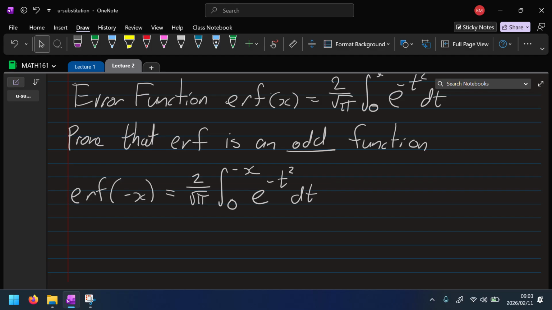No, not with x. It must be in terms of t. Remember, everything's in terms of t. X we just treat as some constant. So it will be u equals something with t. Any ideas? So we want to go from minus x back to x. What can we do to flip the sign?